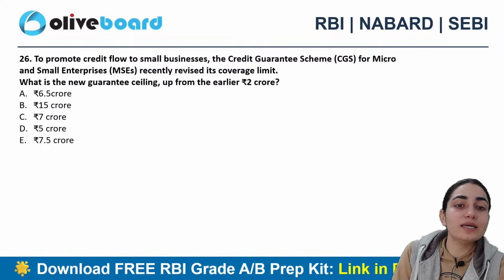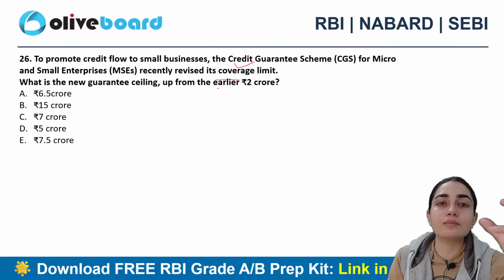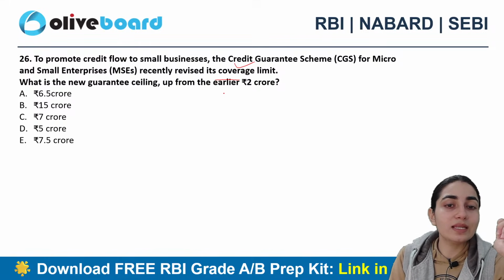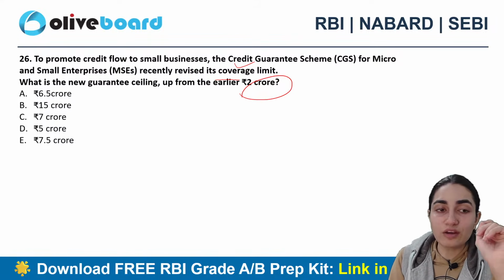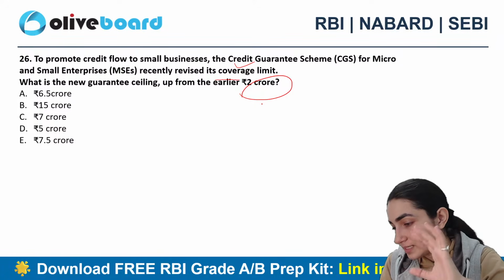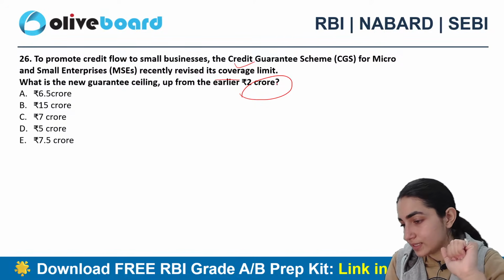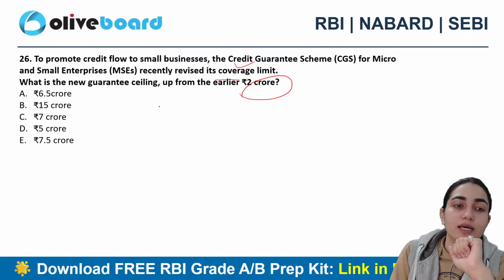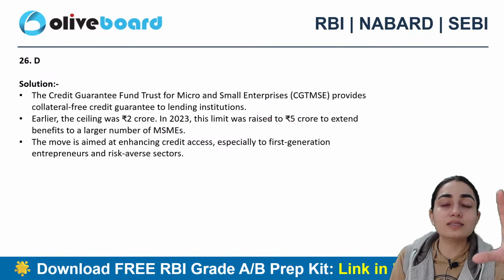Alright, this says that it has recently revised its credit limit. Now, what is the new guarantee ceiling, up from the earlier 2 crores? Is it 6.5, 15, 7, 5, या फिर 7.5 crores? Is it A, B, C, D, E? 6.5. Anyone else? All right. So from this question's perspective, D becomes the correct answer, that is 5 crore itself.